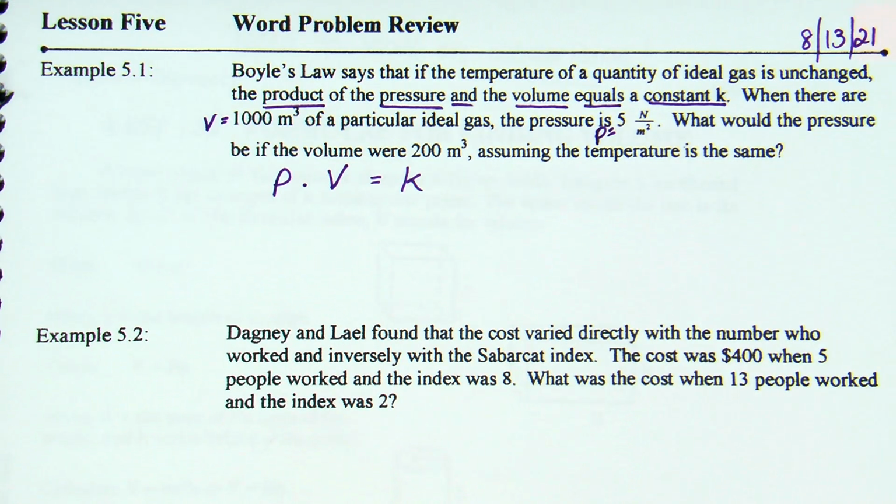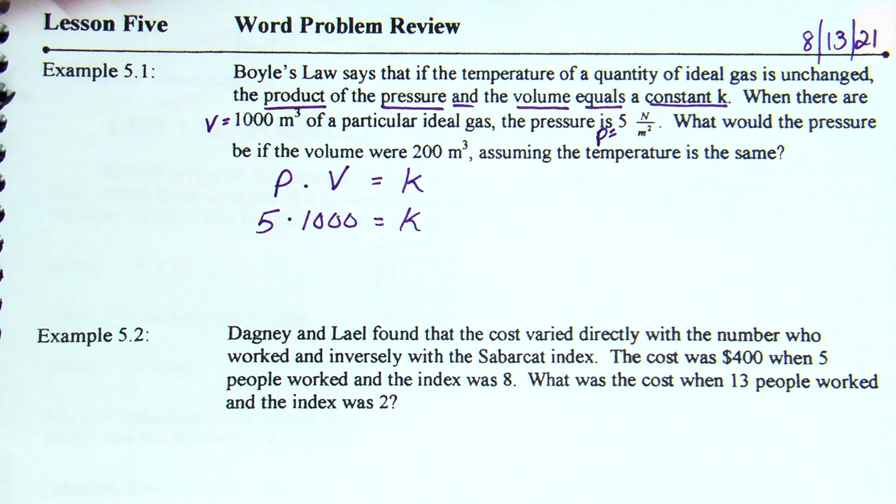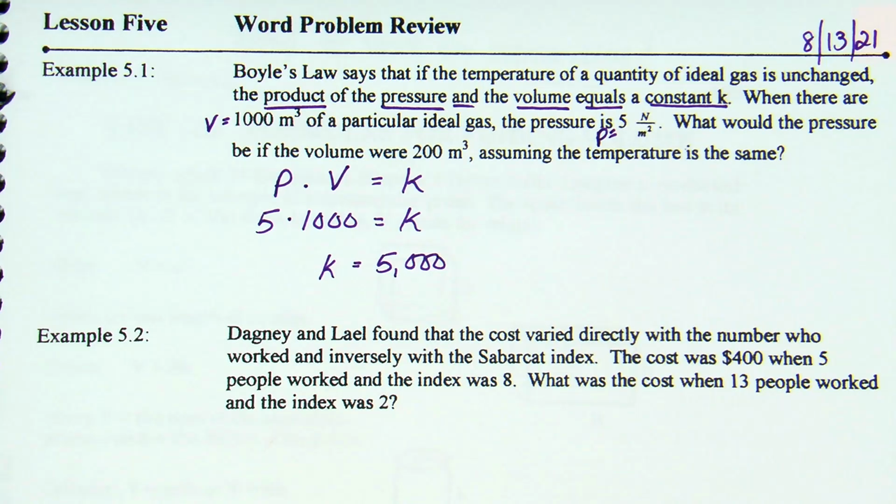What are we going to do with those? Yeah, we're going to fill those into the equation and multiply. So pressure of 5 times volume of 1,000. 5 times 1,000 is 5,000. So we just found for this particular problem our constant K to be 5,000.